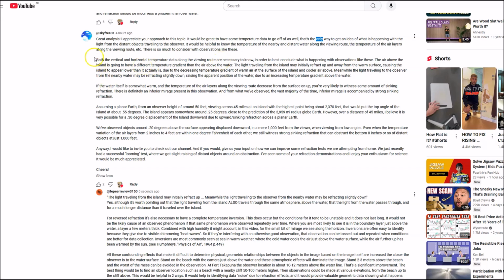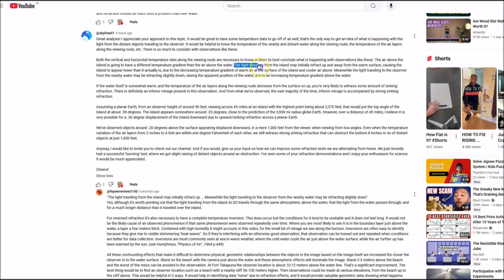They go on. Both the vertical and horizontal temperature data along the viewing route are necessary to know. And then they give an example. The air above the island is going to have a different temperature gradient than the air above the water. True. That's true. But does it really matter that much? How much does it matter? Is it absolutely necessary, as they want to insist?